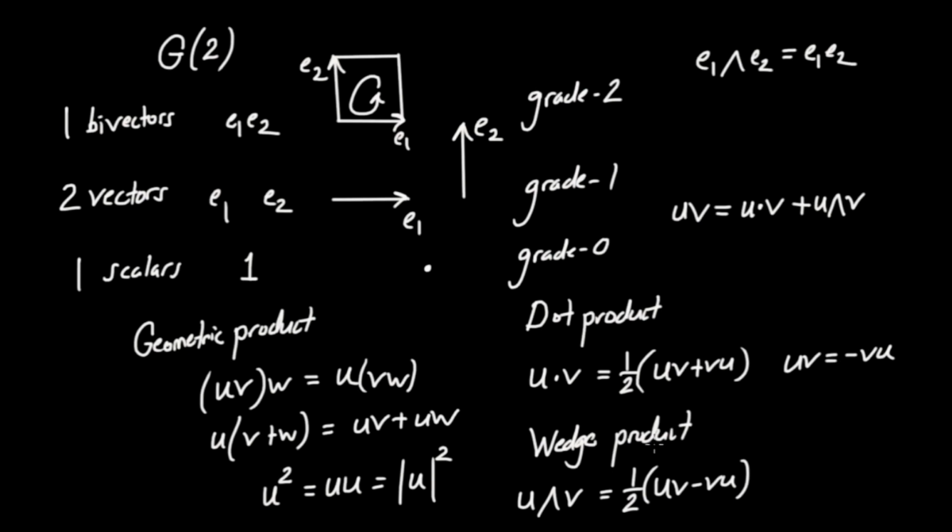And correspondingly, we had a nice property when the wedge product goes to 0. That happens when two vectors are in the same direction. So this going to 0 implies that uv minus vu has got to be equal to 0, which implies that uv is equal to vu. The geometric product commutes when the two vectors are in the same direction. In general, if you had two arbitrary vectors, it's going to be neither of these two cases.